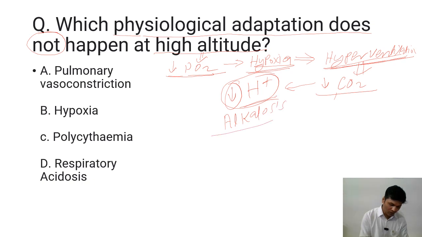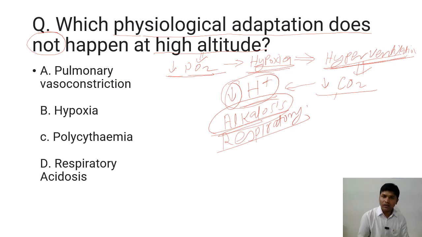So the first thing is alkalosis, and what is the cause? A respiratory cause: high altitude hyperventilation leads to alkalosis, which is called respiratory alkalosis. Because of that respiratory alkalosis, there will be a compensatory mechanism. Who will compensate this? The kidney will compensate. How? The kidney will do H plus retention.